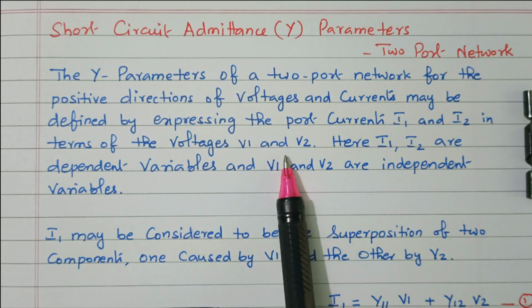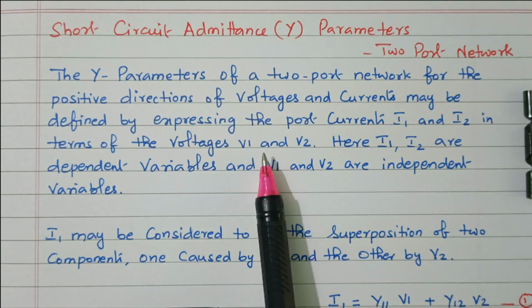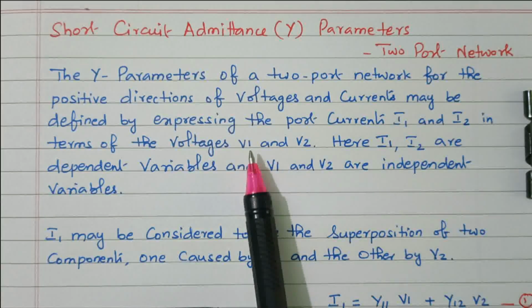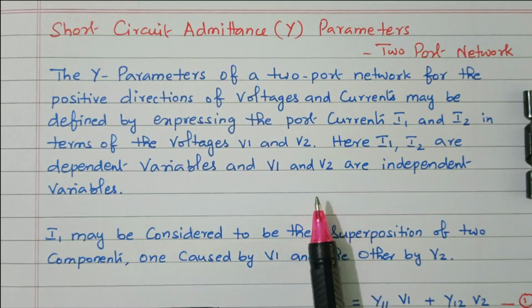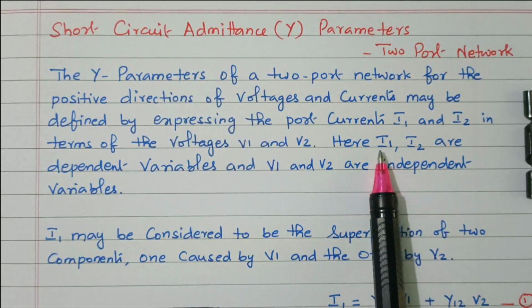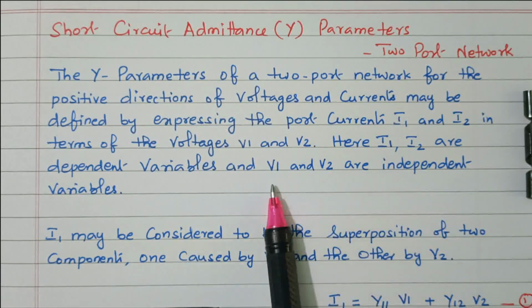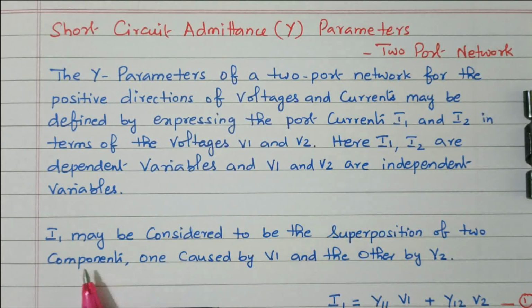So in the two-port network, we have input port and output port. In this admittance parameter, we are going to express the currents I1 and I2 in terms of V1 and V2. I1 and I2 are dependent variables, V1 and V2 are independent variables. I1 may be considered to be the superposition of two components, one caused by V1 and another caused by V2.